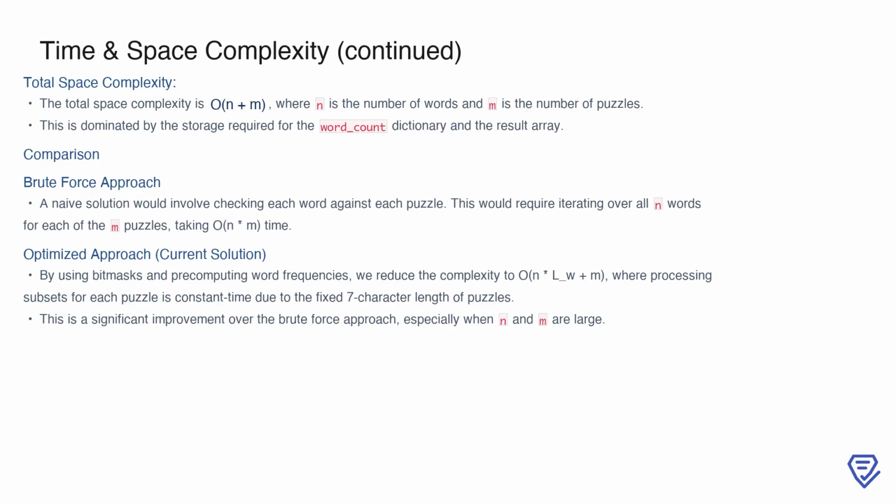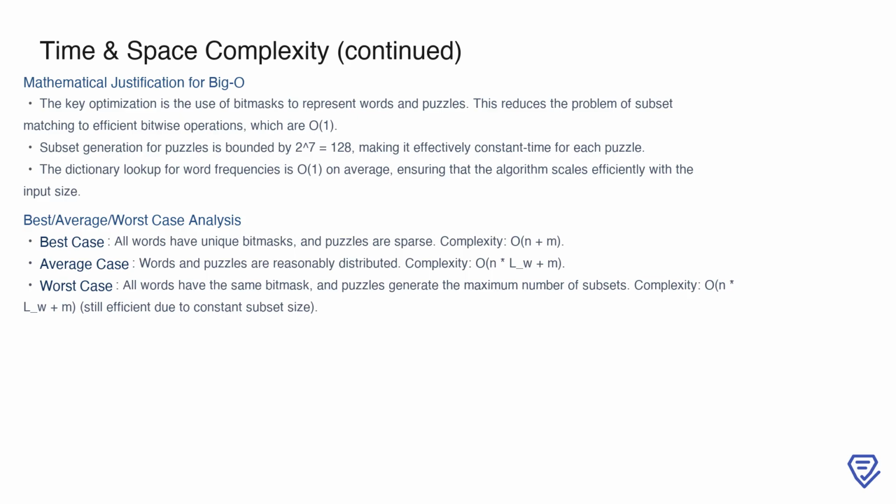and efficient. Finally, let's delve into the mathematical justification for the big O analysis. The cornerstone of the optimization is the use of bitmasks, which transform the problem of word and puzzle matching into efficient bitwise operations. These bitwise checks operate in O(1) time. Additionally, subset generation for puzzles is bounded by 2 to the power of 7, or 128 subsets, which is a constant. This ensures that subset processing is fixed and does not grow with input size. Dictionary lookups for word frequencies also operate in O(1) on average, making the algorithm highly efficient.